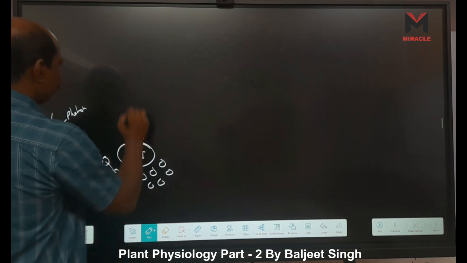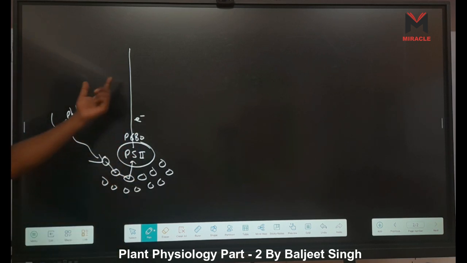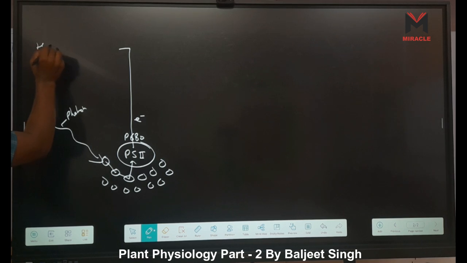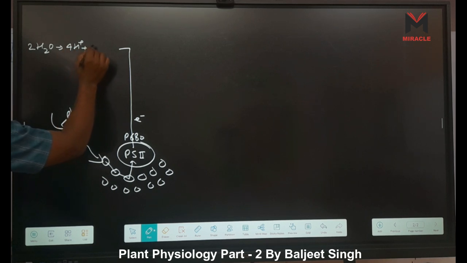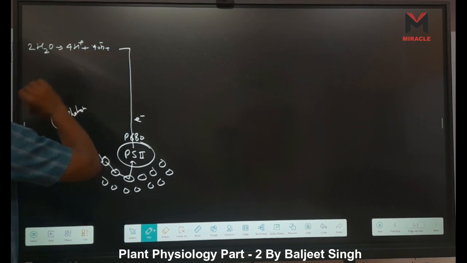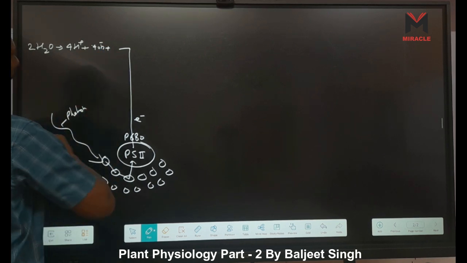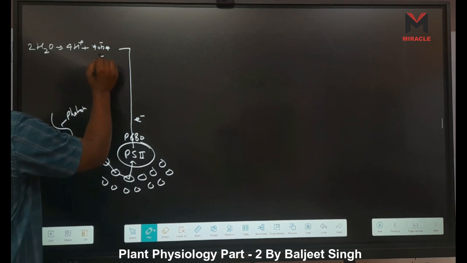Now in PS second, what happens? The electron, this is the electron, it jumps from its orbit. What breaks? Water breaks: 2H2O into 4H plus ions plus 4OH minus ions, right? And it releases electrons.